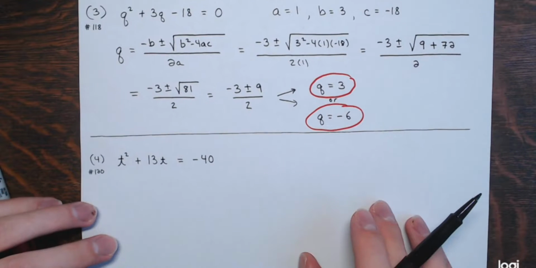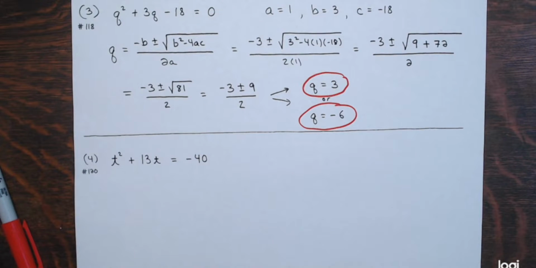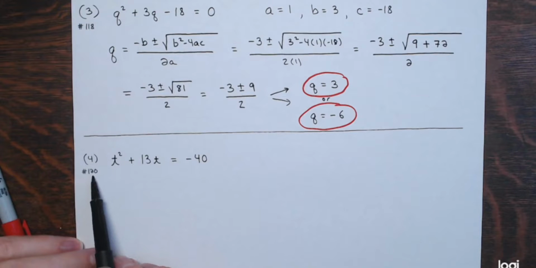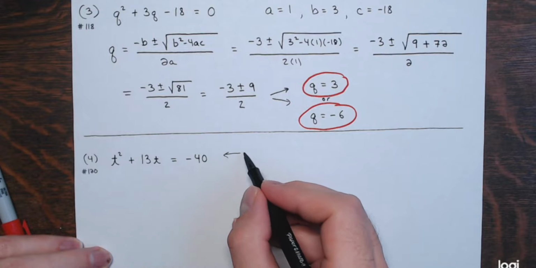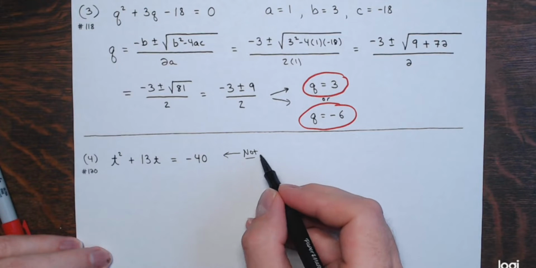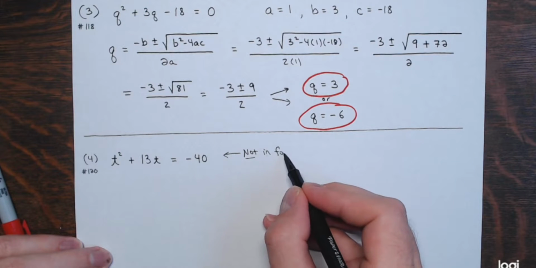Alright, so far, questions 1 through 3, the equation was already in the form that I wanted, where everything was on one side, 0 on the other, right? A quadratic term plus a linear term plus a constant term equals 0. Well, in number 4, exercise 120 from the text, that is not the case. This is not in the form that I want to be able to use.